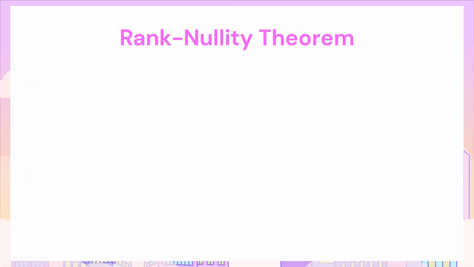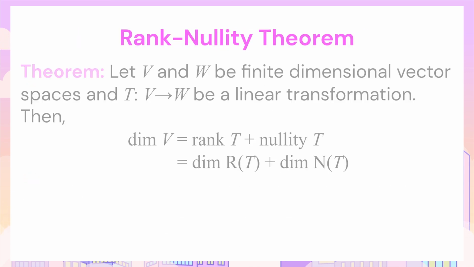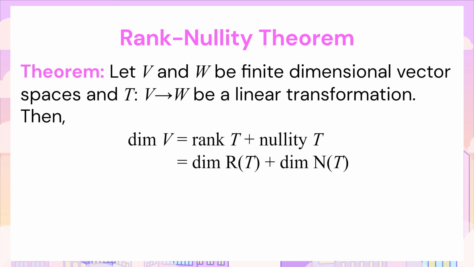Here's the theorem in formal terms. For a linear transformation T from V to W, where V is a finite dimensional vector space, it holds that the dimension of V is equal to the sum of the rank and nullity of T.